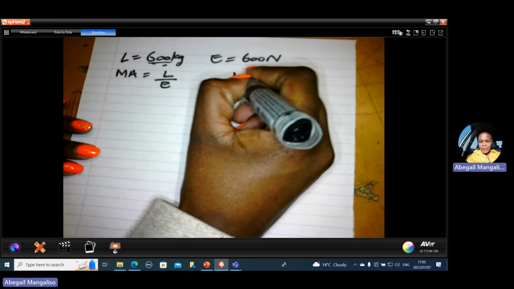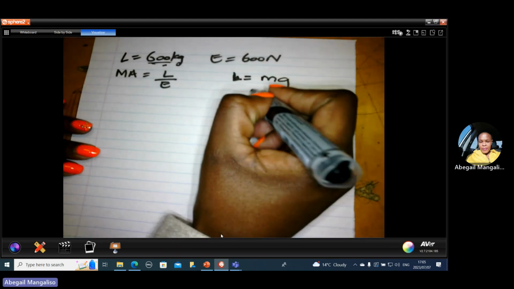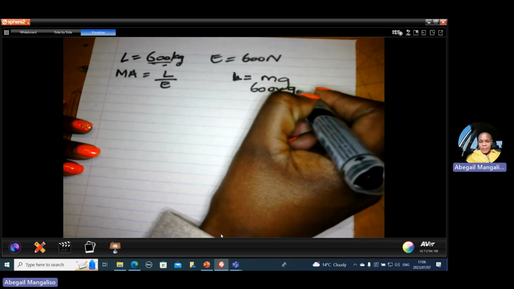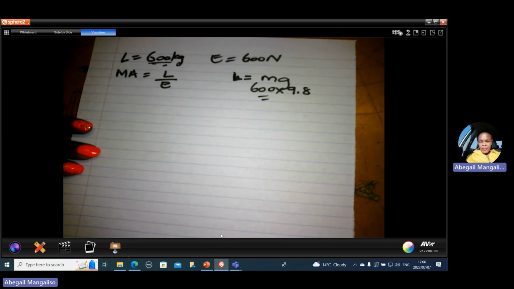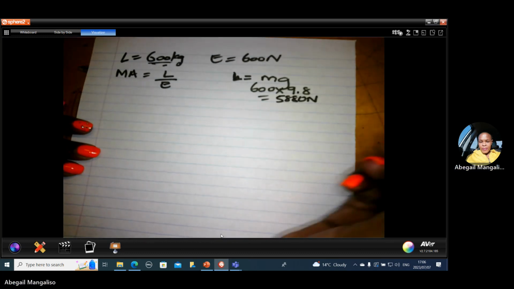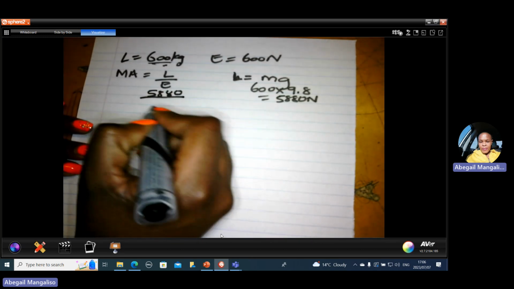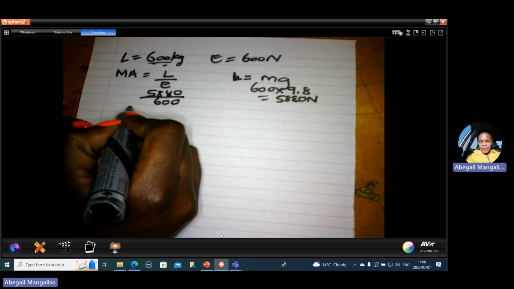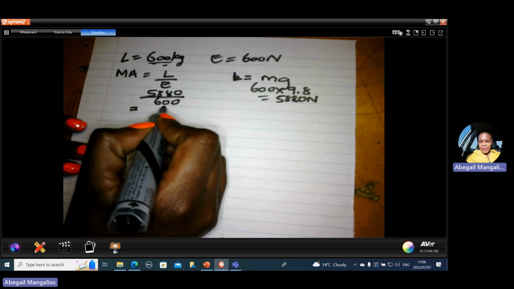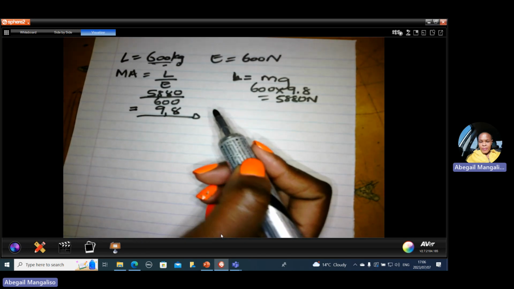MA is given by the formula load over effort, but the load is in kilograms. So the load must first be converted to newtons by multiplying it by 9,8. So it's 600 multiplied by 9,8. Then you use your calculator to get the answer. It is 5880 newtons. Now we can substitute 5880 divided by effort, which is 600. So when you divide this by 600, you're going back to 9,8. Mechanical advantage has no units.